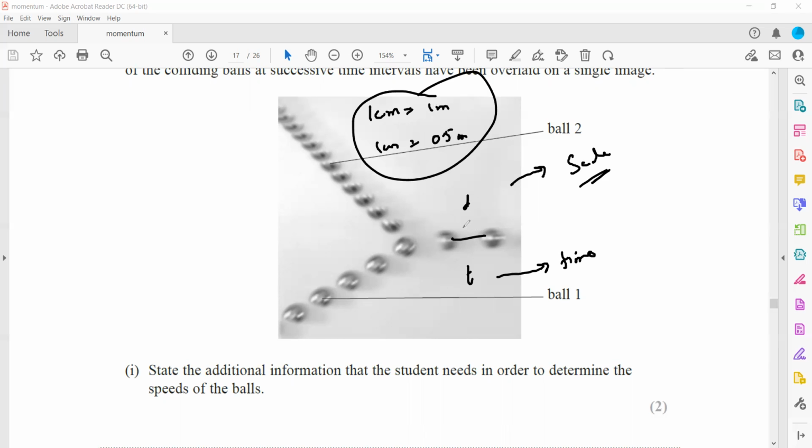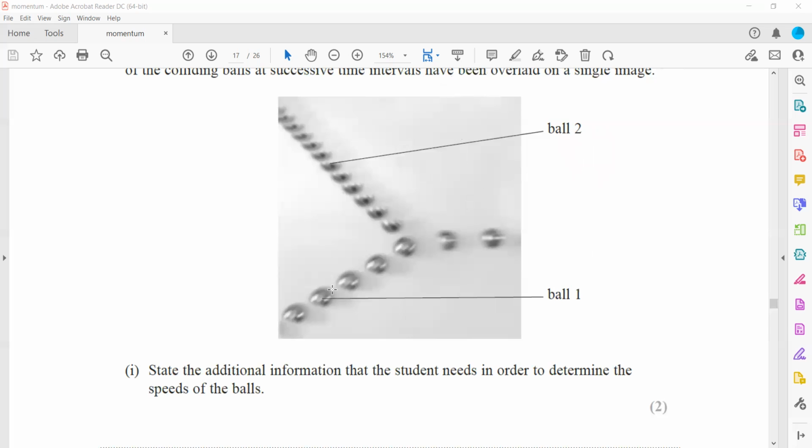So to determine the speed of the ball, he needs the distance and time. And how does he get the distance from the image? He needs the scale of the image, like, according to this image, 1 centimeter is equivalent to how many meters. So he needs the scale of this image and the time interval between the images to determine the speed of the ball.